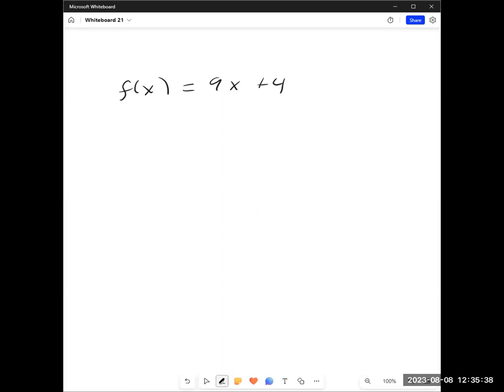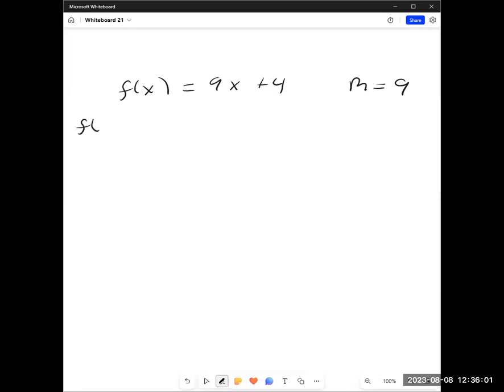So because this has a constant slope, we can just hypothesize here that the answer to this function, this difference quotient function, should be 9 because we know that that is the slope of this line. It's a constant 9. So let's see if we get that.